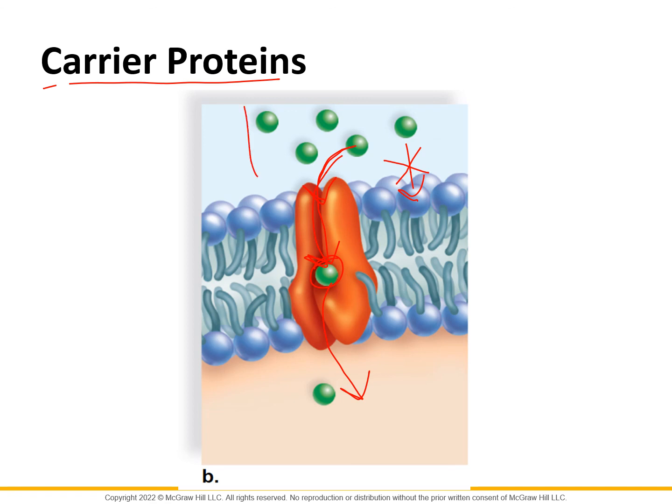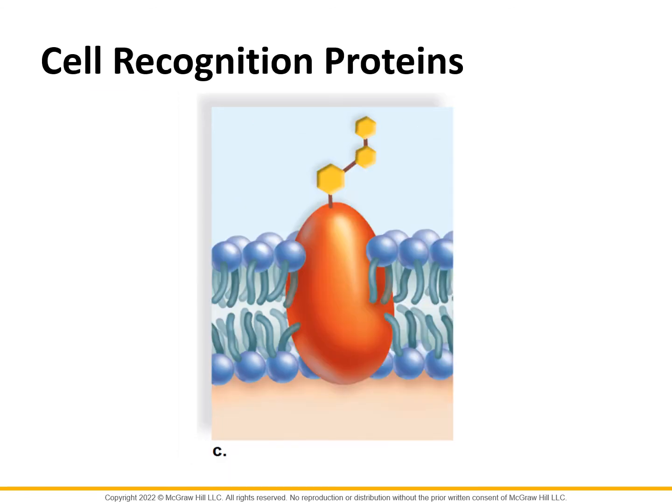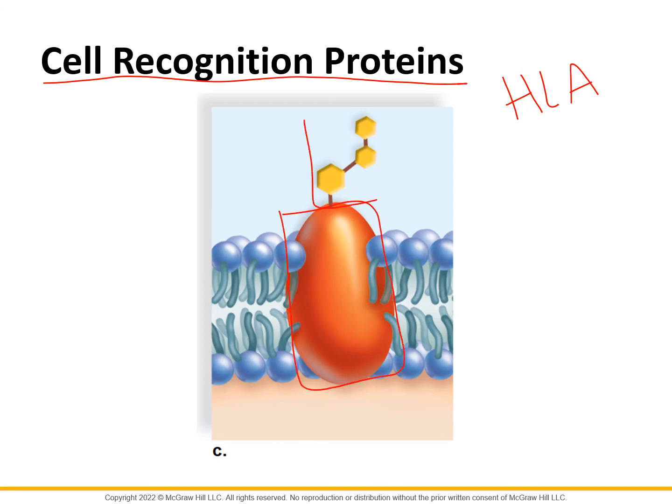So these molecules will move from the area of high concentration to the area of low concentration if the carrier protein is able to physically change shape and transport them across the membrane. Another type of transmembrane protein or integral protein that you will see in cell membranes are cell recognition proteins, and these are like those HLA molecules that I was talking about. So these are transmembrane proteins with carbohydrates attached to them. And again, there are many different types of these HLA, human leukocyte antigen molecules, that you find on cells.